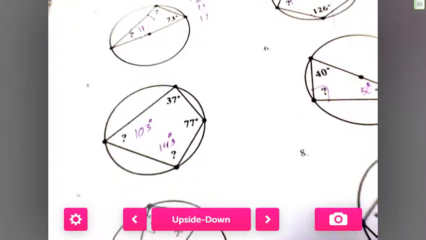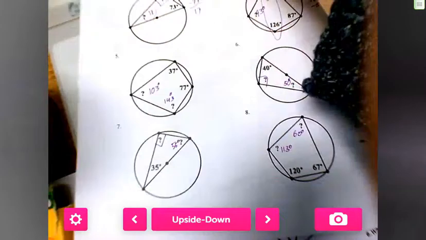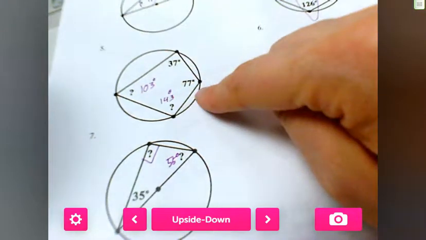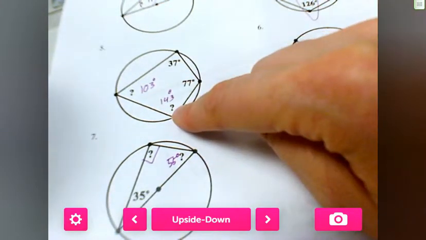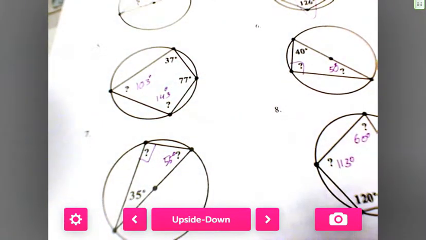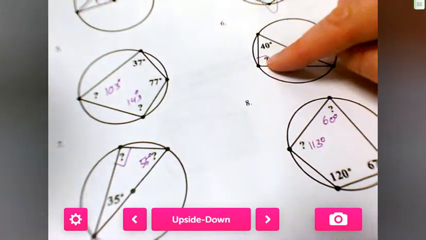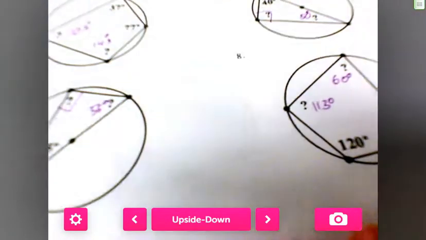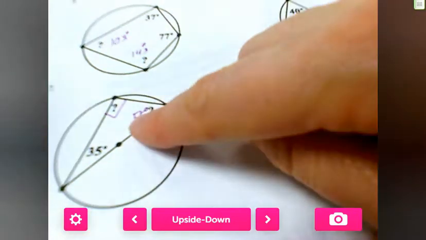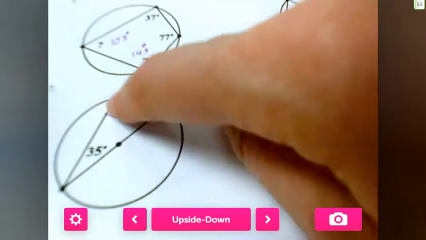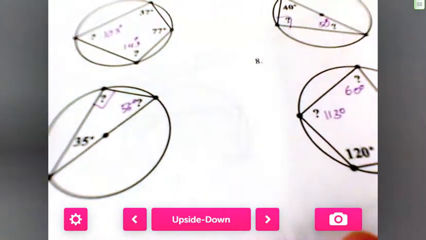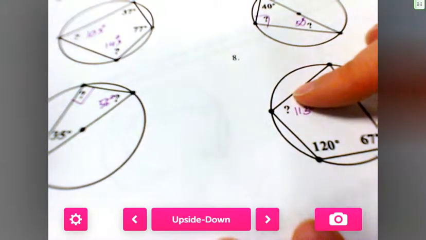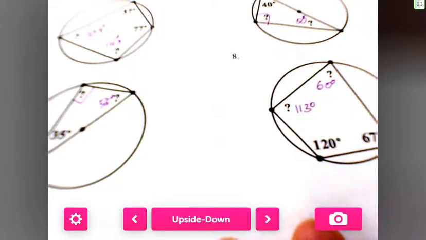Okay, last 4 answers, guys. Number 5, we've got 103 degrees is across from 77. 143 degrees is across from 37. Number 6, this one right here is 90 degrees. The other angle is 50 degrees. Should I zoom in a little bit? Okay. Number 7, this one right here is 90. This other one is 55. Across from 120 is 60. Across from 67 is 113. Questions about any of this?